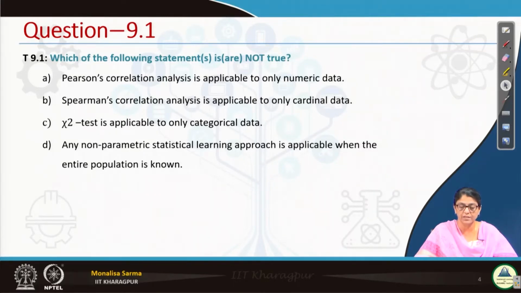Spearman correlation analysis is applicable to only cardinal data. Spearman correlation analysis is applicable to what sort of data? It's data where there is an intrinsic ranking among the data, right? So that is ordinal data. Of course, we can use Spearman for numeric data also, like ratio scale data and interval scale data. But it is better that we use it for ordinal scale data. When we use the Spearman concept on numeric data, we lose some of the information basically.